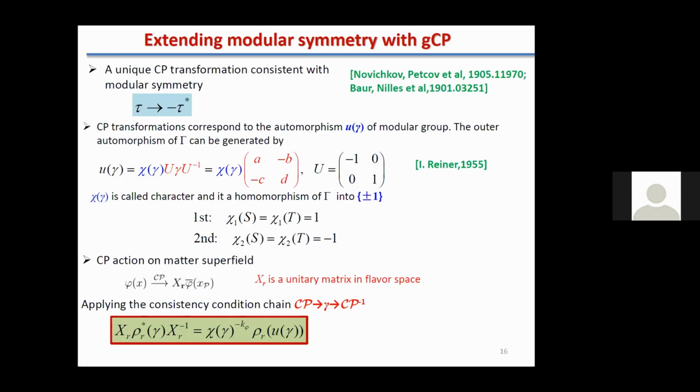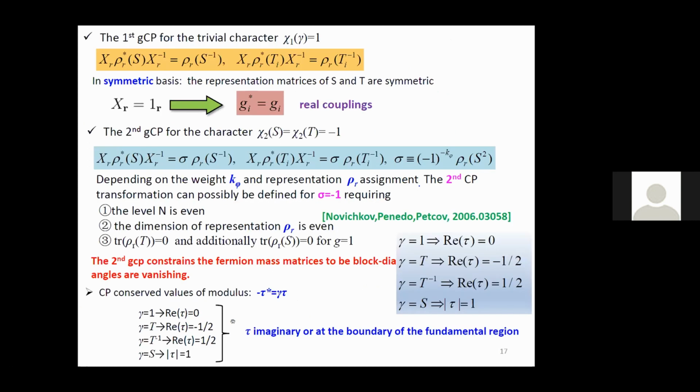Then we discuss, because there are two possible automorphisms, so we can define two possible CPs. So we analyze the two possible CPs one by one. The first CP is here. X1 is a trivial character.